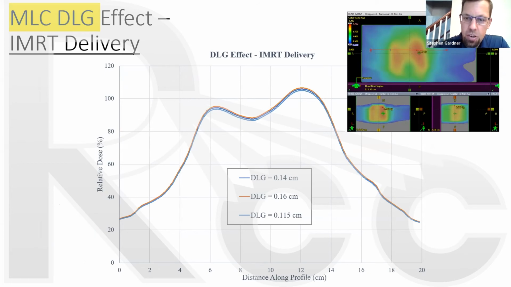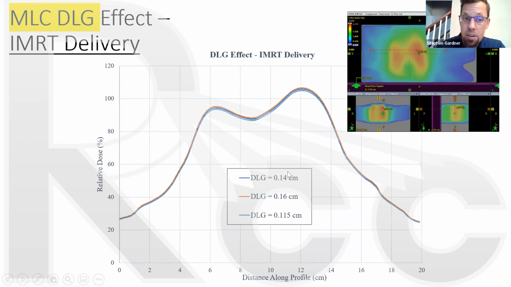So here's the DLG for 0.14, so a variety of values, essentially. And so what we see is the lowest DLG value is this lighter blue. Sorry, it's a little bit hard to see, but darker blue and then orange. And so we see that the DLG, when it's increased, it increases the high dose region, the amplitude of the high dose region. It also changes a little bit in the penumbra.